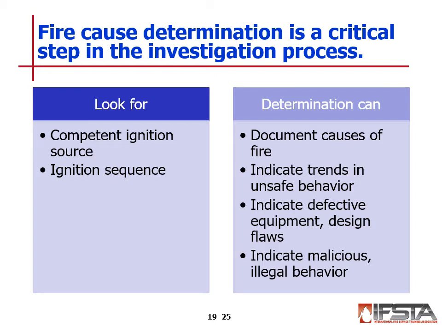A competent ignition source is an ignition source with sufficient temperature and energy that will be in contact with fuel long enough to actually cause ignition, to raise that fuel to its ignition temperature. The ignition sequence is basically the steps or the process where that ignition source causes the fire to start.